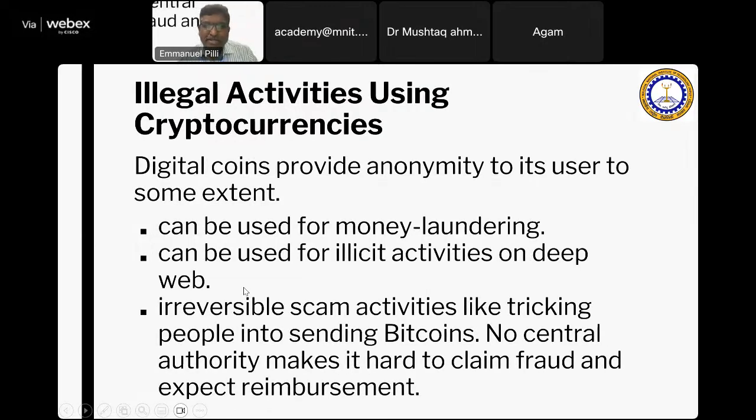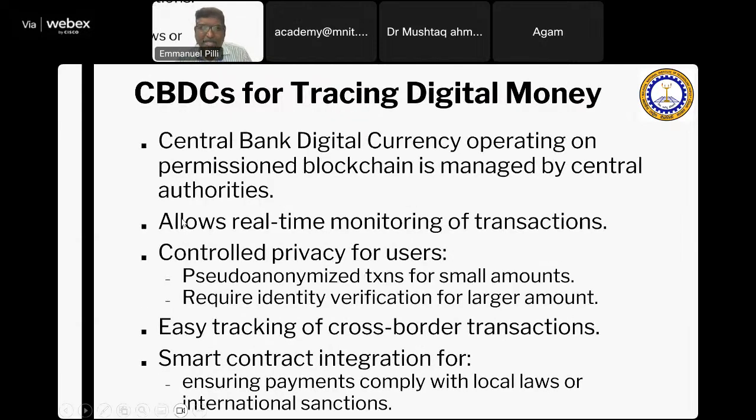So illegal activities: digital coins provide anonymity to users, so they can be used for money laundering or illicit activities, or irreversible scams like tricking people into sending bitcoins. There is no central agency. You cannot go to somebody and say, "Sir, give me my money back." So nobody is going to give you back that money.